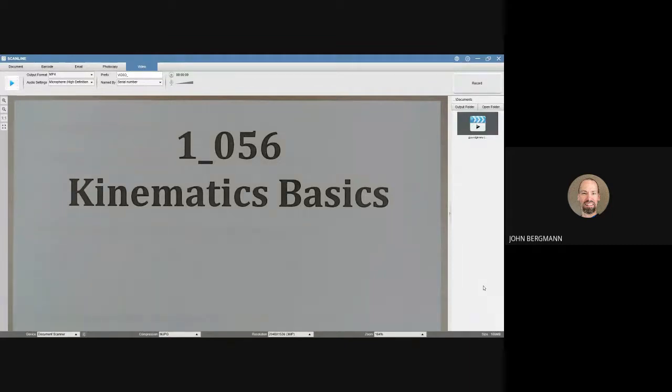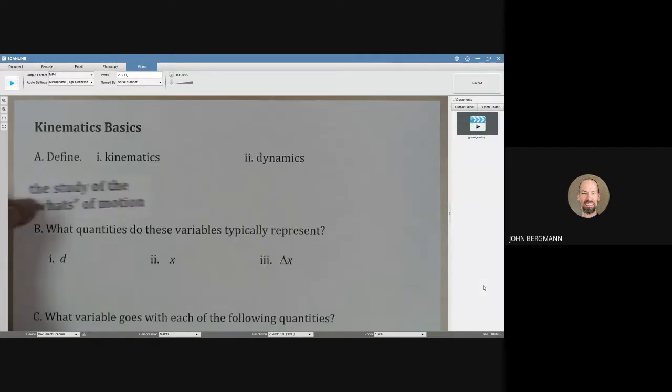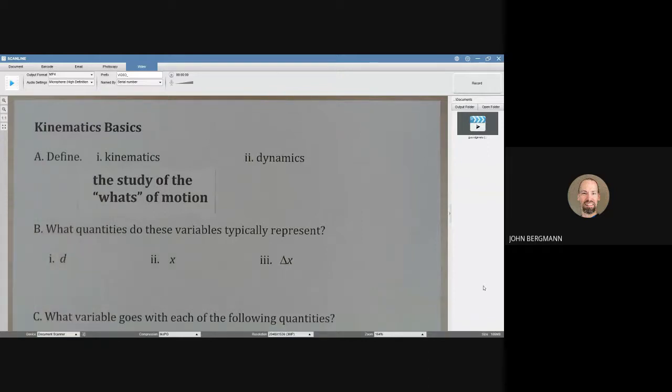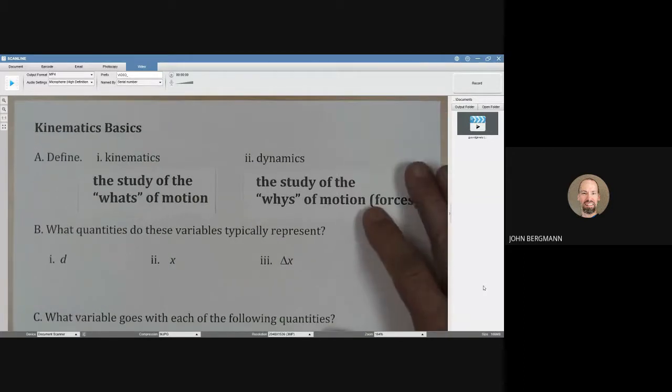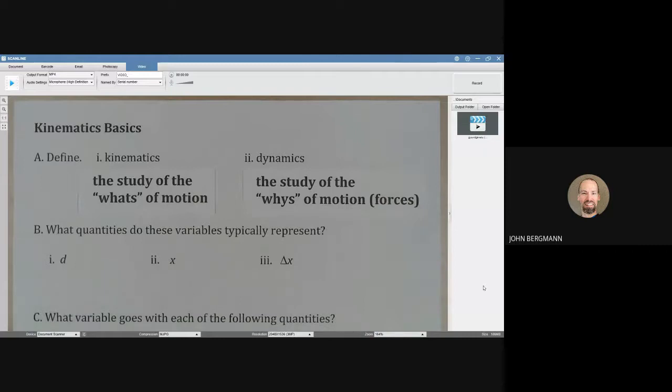This video is on kinematics basics. Kinematics is the study of the whats of motion: displacement, velocity, acceleration, as opposed to dynamics, which is the study of the whys of motion, particularly forces. Forces cause things to move, to change their motion, etc. So that's the difference between kinematics and dynamics, and what we're dealing with here is the whats of motion.